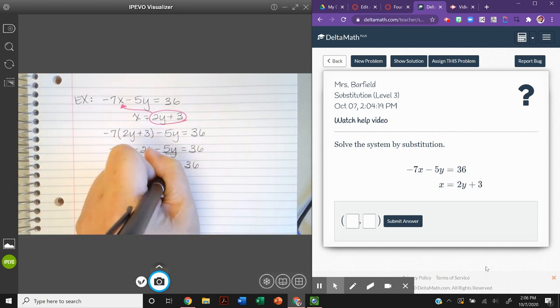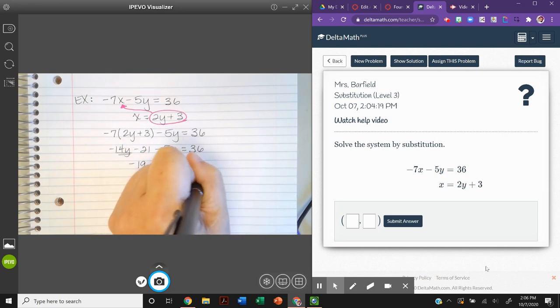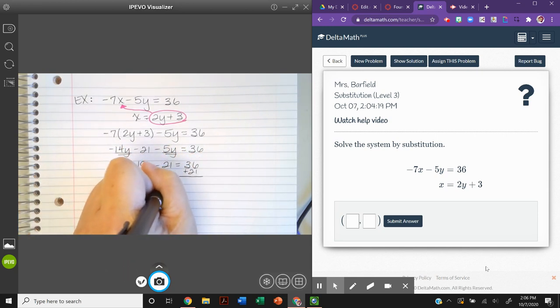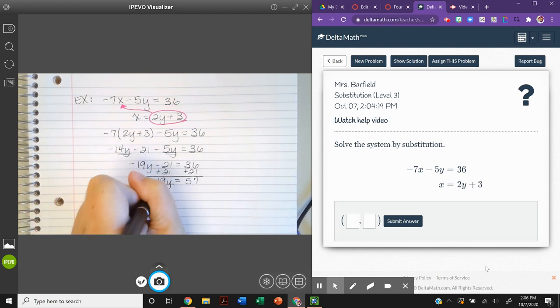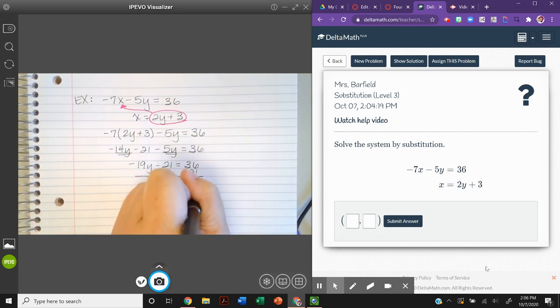I'm going to add 21 now to both sides, so I get negative 19y equals 57. I'm going to divide by negative 19. So I get y equals, I'm going to get a calculator here just to make sure. 57 divided by 19, so that's going to be negative 3. So now I have y equals negative 3.